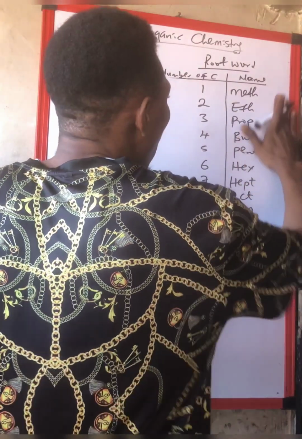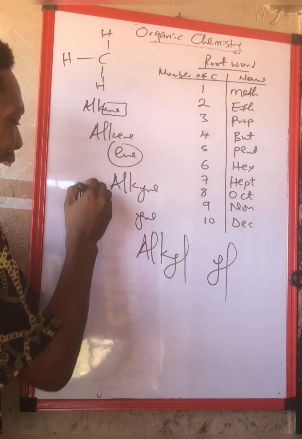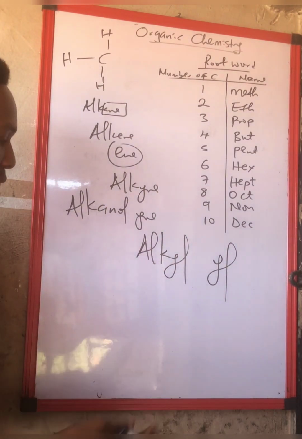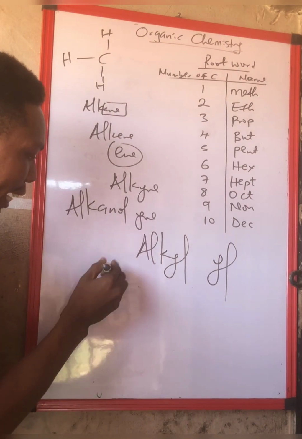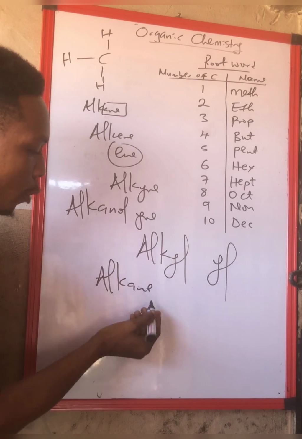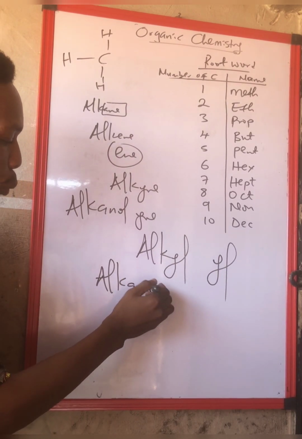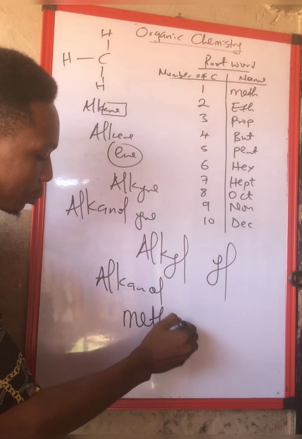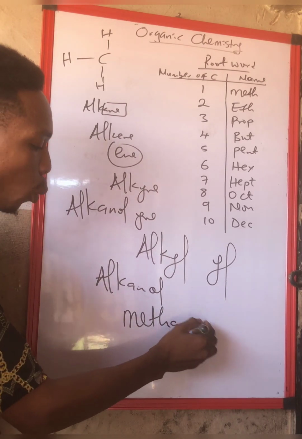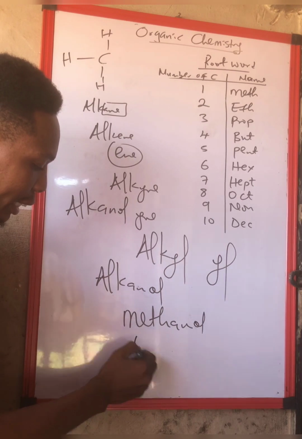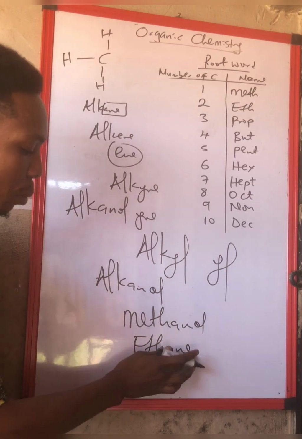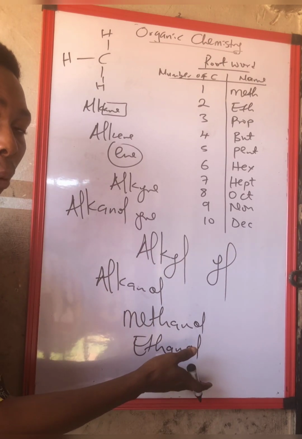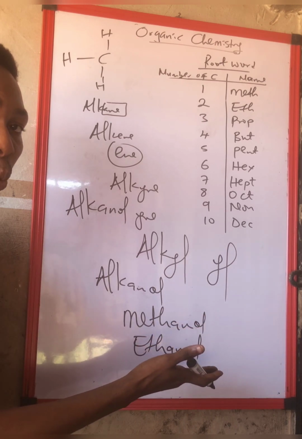Okay, if it's alcohol, now what do you call it? You call it alkanol. In alkanol, that is from your alkane, you remove the last letter E of your alkane and replace it with O-L. It becomes alkanol. For example, if you have methane and you remove this last letter and replace it with O-L, it becomes methanol. If it's ethane, it becomes ethanol. Propanol, butanol, pentanol, decanol, and so on and so forth.